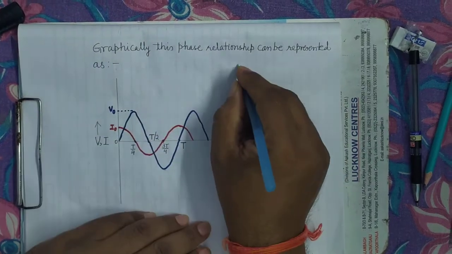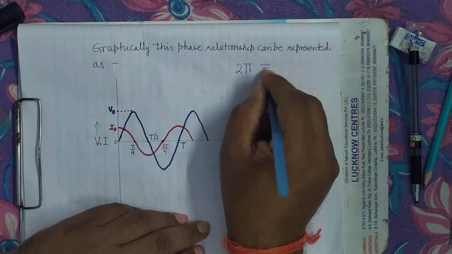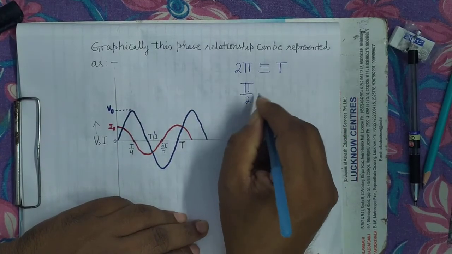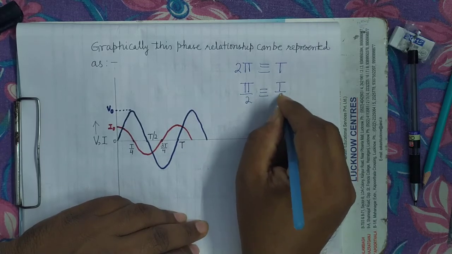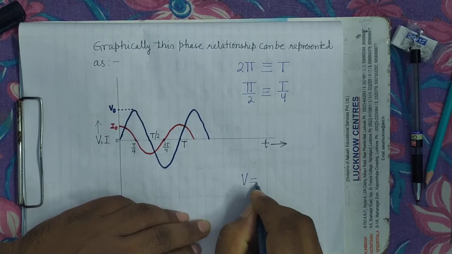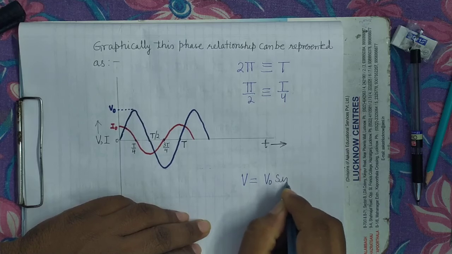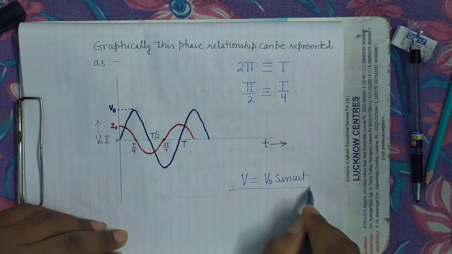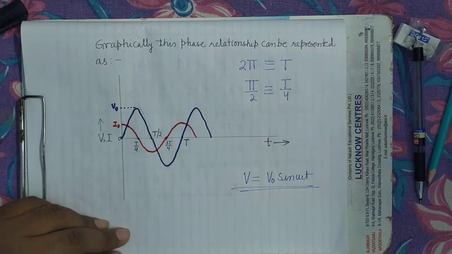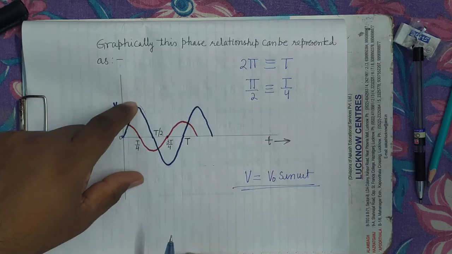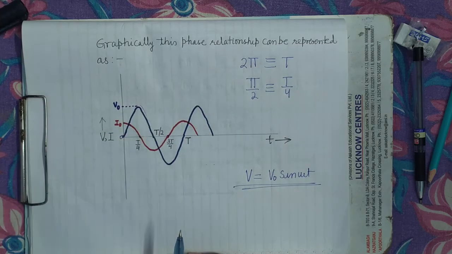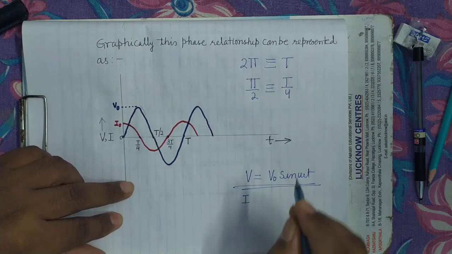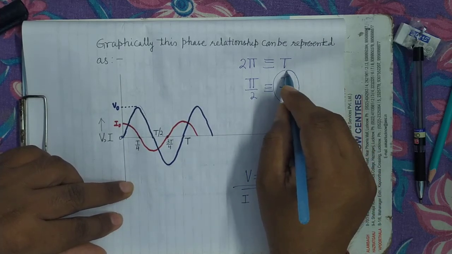As we know that phase difference of 2 pi is equivalent to the time difference of T. Therefore, pi by 2 will be equivalent to T by 4. What is the expression of V? V equals to V naught sine omega t. Therefore, this is the graph of V, because the equation is this, it will begin from t equals to 0. It is clear. Here current is leading the voltage by what time? By time T by 4.